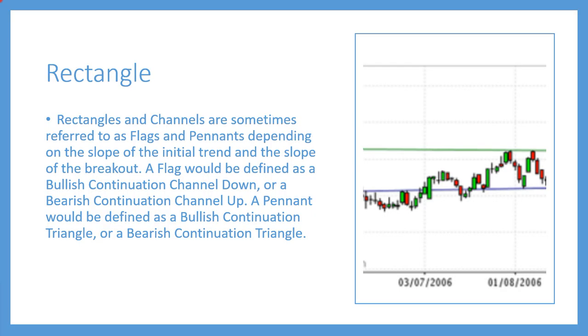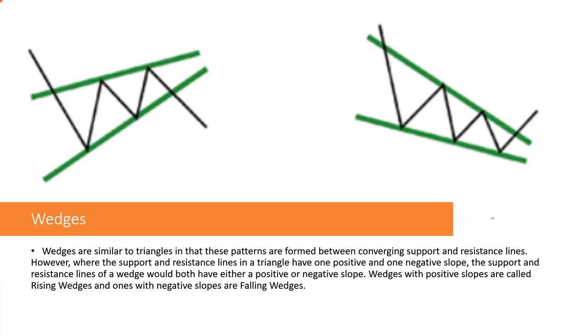But rectangles and channels are sometimes known as flags and pennants, depending on the slope of the initial trend and the slope of the breakout. A flag would be identified as a bullish continuation channel down, wow, that's a mouthful, or a bearish continuation channel up. A pennant would be defined as a bullish continuation triangle or a bearish continuation triangle. That's why I don't spend any time looking at pennants and flags, because they are a mouthful. I just call them all kind of triangles.